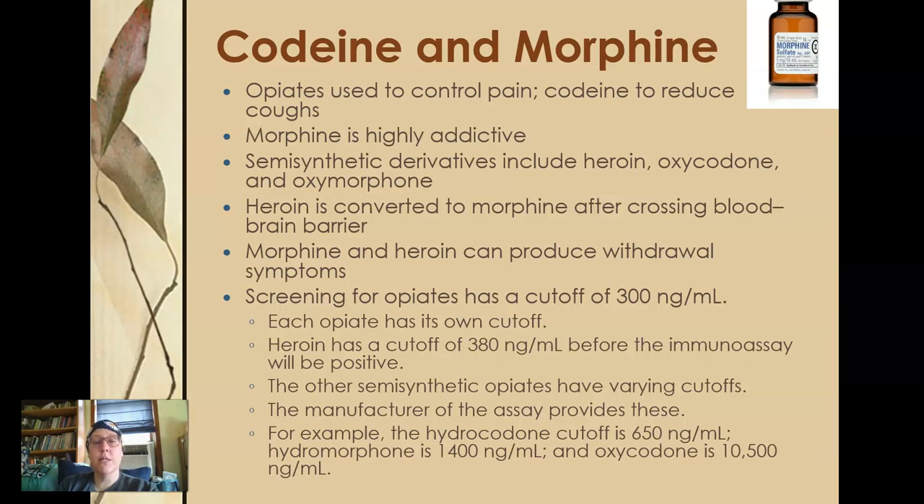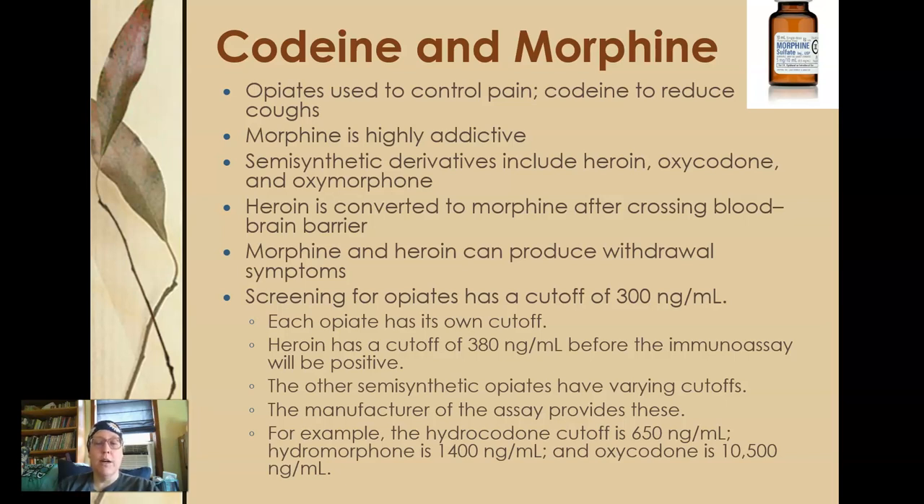The screening for opiates has a cutoff of 300 nanograms per mil. Each opiate has its own cutoff. Heroin has a cutoff of 380 before the immunoassay will be positive. The other semi-synthetic opiates have varying cutoffs, and the manufacturer of the assay will provide these cutoffs if you look in the package instructions.